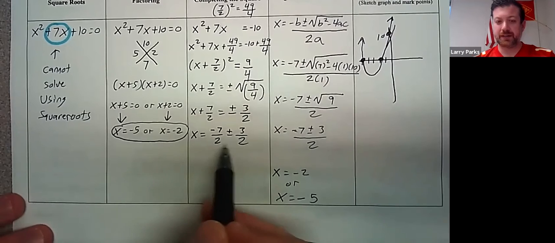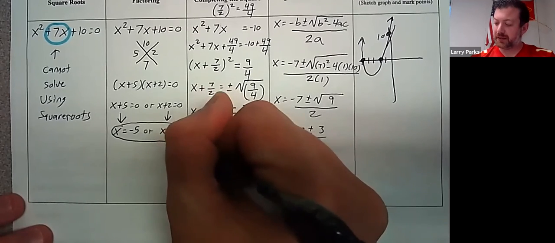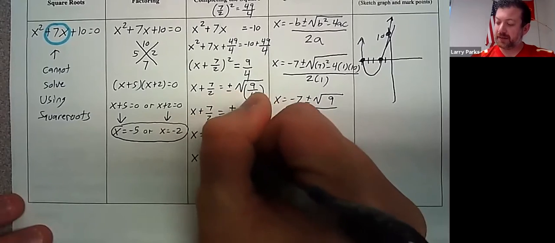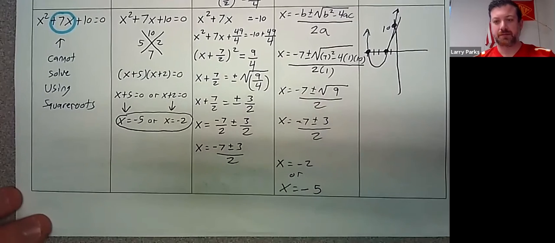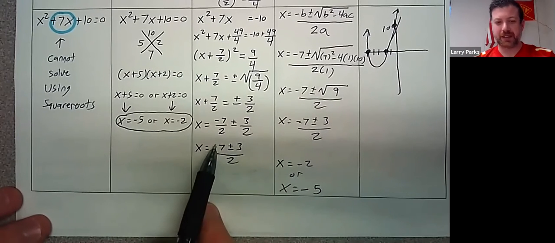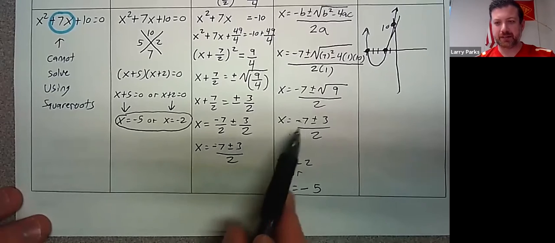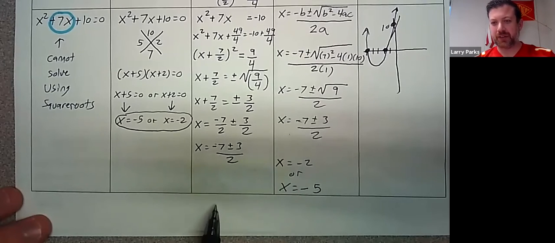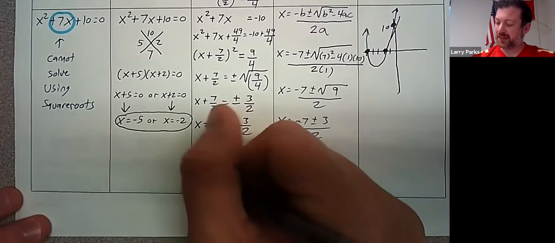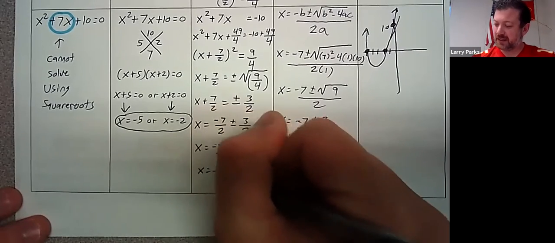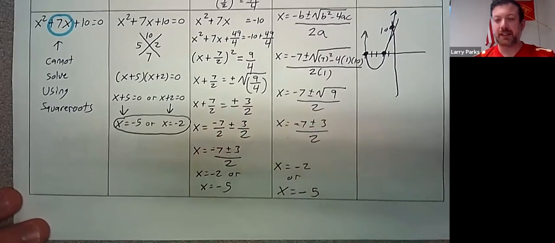I could combine, they have the same denominator. So this would be x equals -7 plus or minus 3 over 2. And then from there, I'd go -7 plus 3. Notice I got the same thing, right? So it's a fancy way of doing the quadratic formula. This is the same work. So x equals -2 or x equals -5.